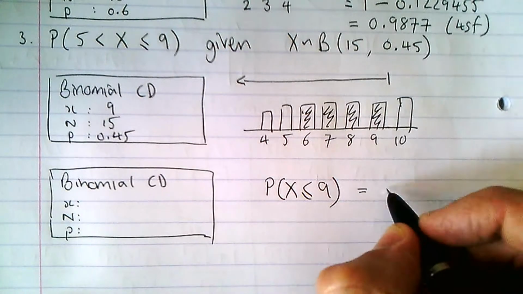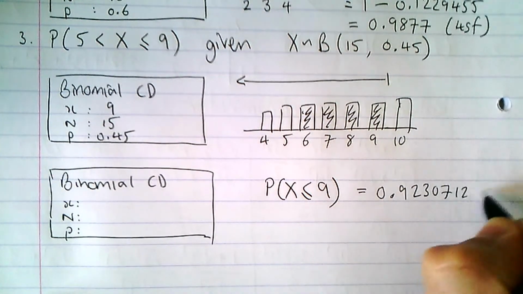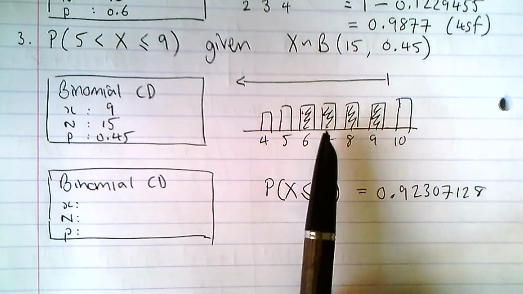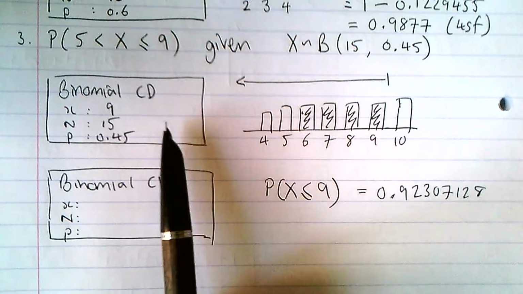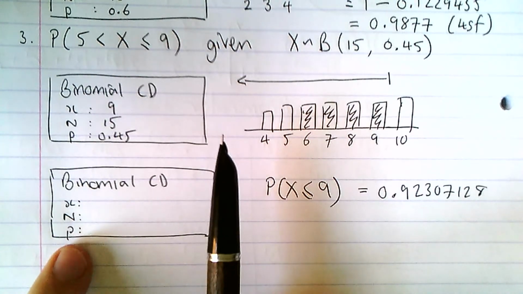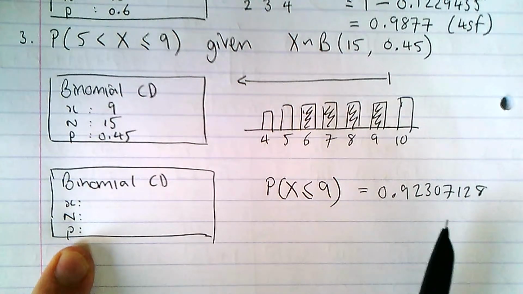I get 0.923071128. Now that's all of these bars. So it's 9, 8, 7, 6, 5, 4, 3, 2, 1 and 0. Now I don't want 5, 4, 3, 2, 1 and 0. So what we're going to do now, as you might have guessed already, is find 5 and less, and take that away from 9 and less.